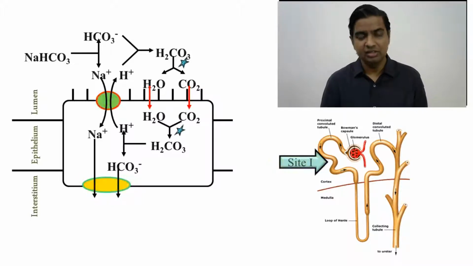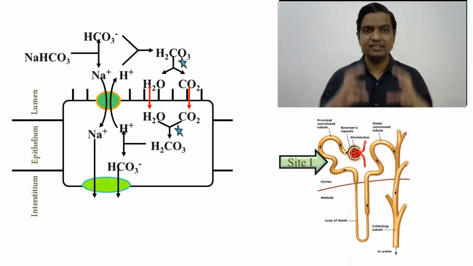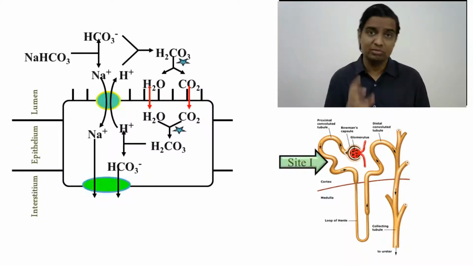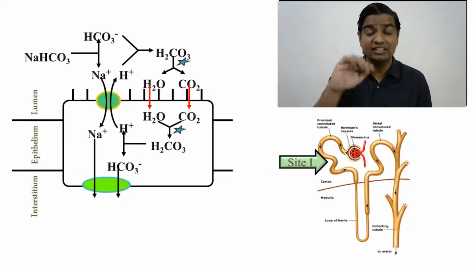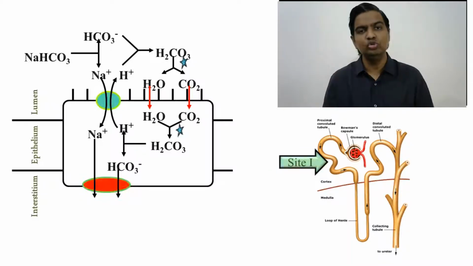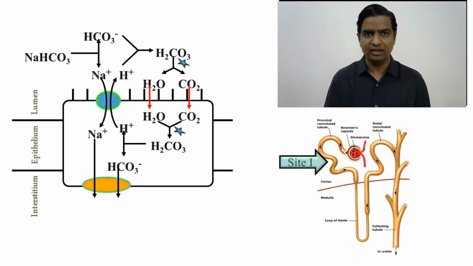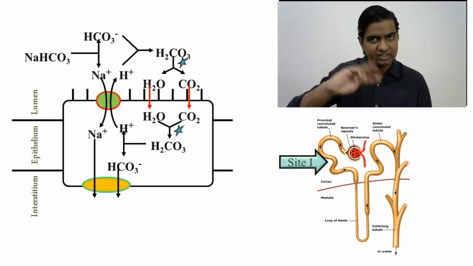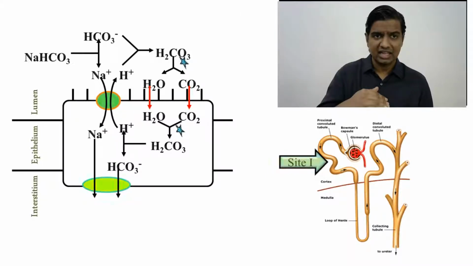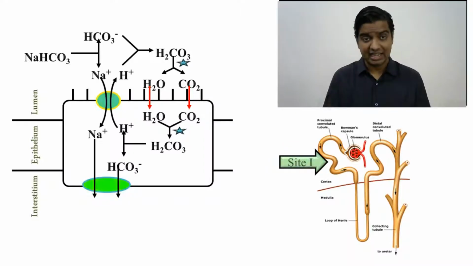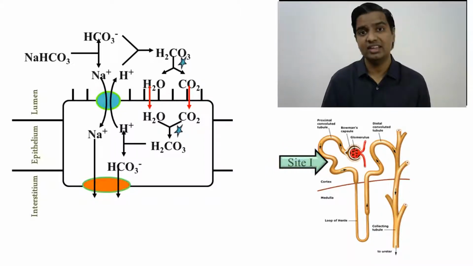Let me be very clear, the carbonic anhydrase present inside the epithelial cells is different from the carbonic anhydrase present outside. The carbonic anhydrase that does the splitting of H2CO3 outside in the lumen is called luminal carbonic anhydrase. And the one which is converting H2O plus CO2 into H2CO3 inside the cell is called cellular carbonic anhydrase. So two different carbonic anhydrases, a cellular and a luminal, right? And this is how Na+ was reabsorbed.